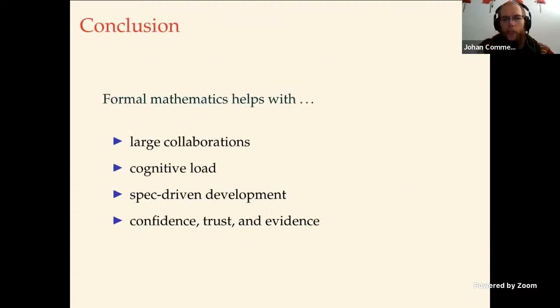Right, so my claim has been that formal mathematics helps with breaking the one-mind barrier in the sense that it helps a large group of minds, people, collaborate together. It reduces cognitive load so that you can do more with the mental RAM that you've got in your mind. It helps with this spec-driven development. It makes that easier to carry out, which again feeds back into making large collaborations work. And it helps the larger mathematical community gain peace of mind that this fundamental theorem that Scholze has been proving is actually true without needing to understand all the gory details of the proof.